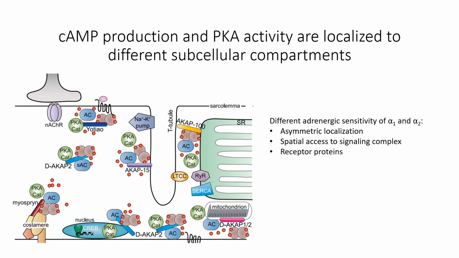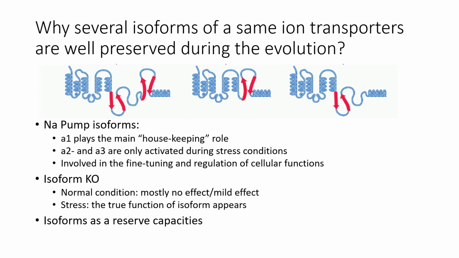It's been suggested that in myofibers, the cyclic AMP, the core mechanism of beta adrenergic response, the cyclic AMP production and PKA activity are localized to different subcellular compartments. So it's possible that the different adrenergic sensitivity of alpha-1 and alpha-2 that we discussed before is due to the asymmetric localization of these isoforms, which determines the spatial access to signaling complexes and different receptor proteins.